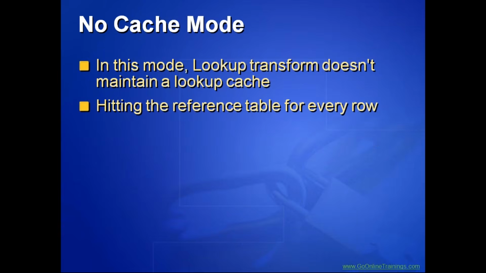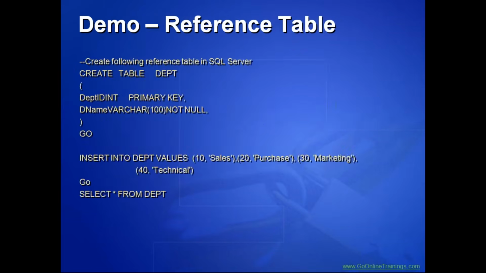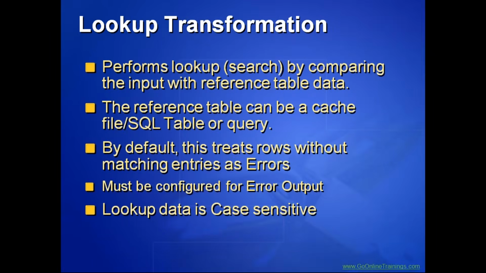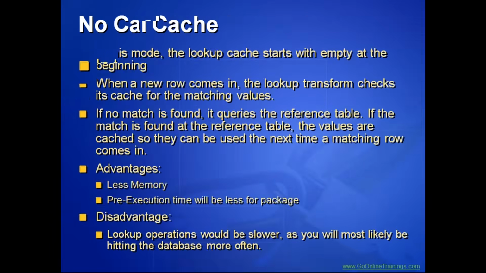The last option we're going to discuss is no cache. No cache means in this mode, the lookup transform does not maintain any lookup cache, hitting the reference table for every row. So when you have very little data, or locally you have some data and you don't want to cache anything, then definitely you can go for the no cache mode. These are the three cache modes you have available in your lookup transformation. Lookup is a very, very important transformation whenever you work with packages. Are you clear?